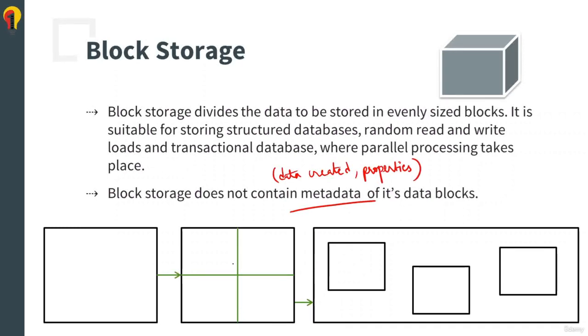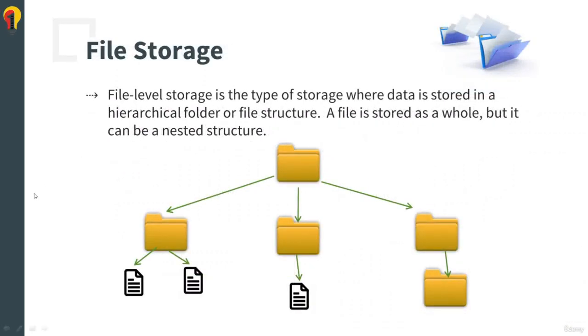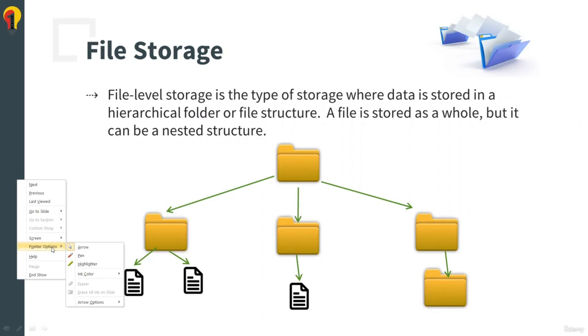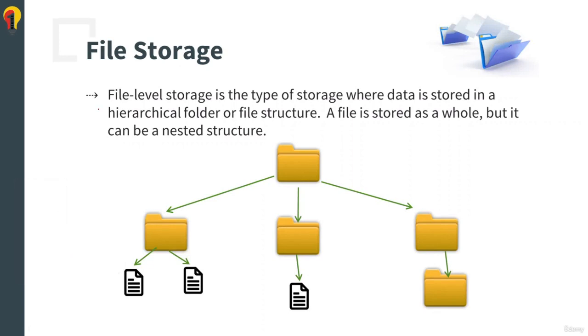If you use a computer or laptop, you must have definitely come across a file system. File level storage is the type of storage where data is stored in a hierarchical folder or file structure. A file is stored as a whole, but it can be nested. Applications or users know where everything is stored based on the location and name of the folder or file.